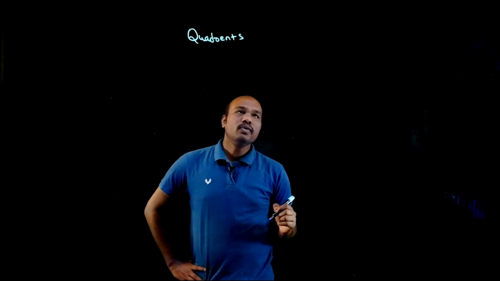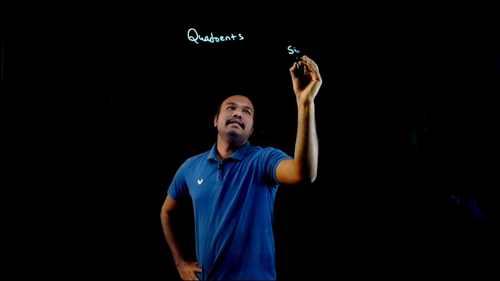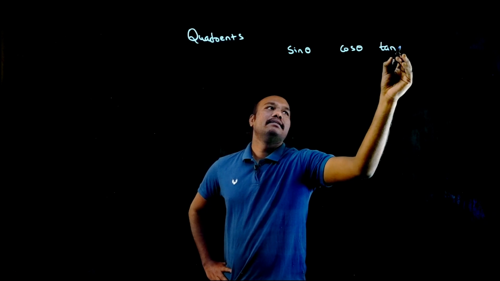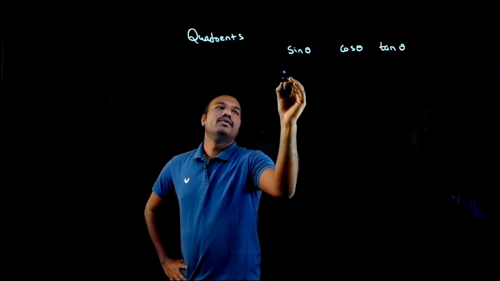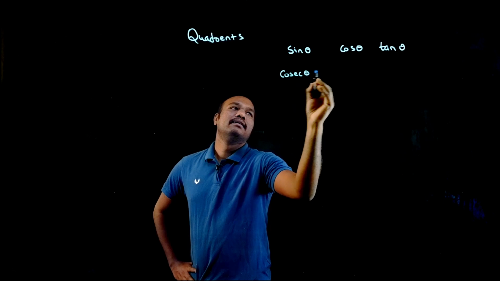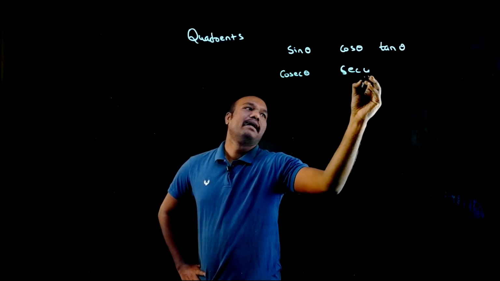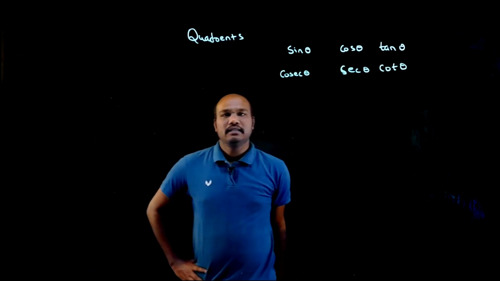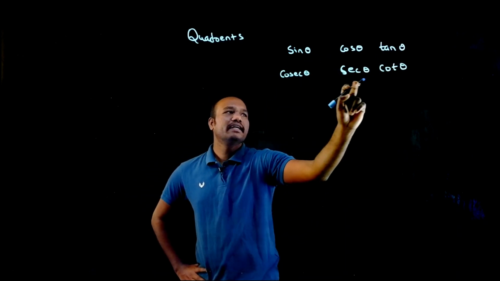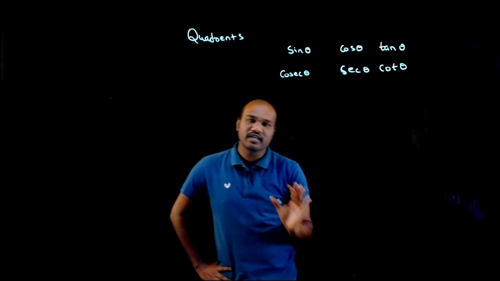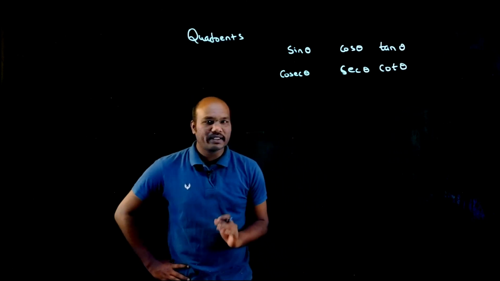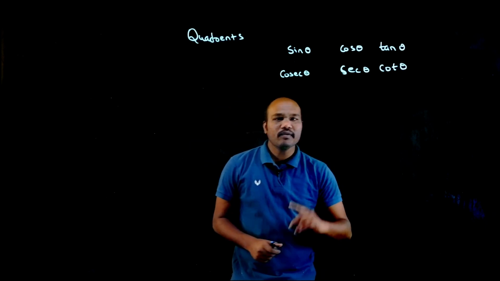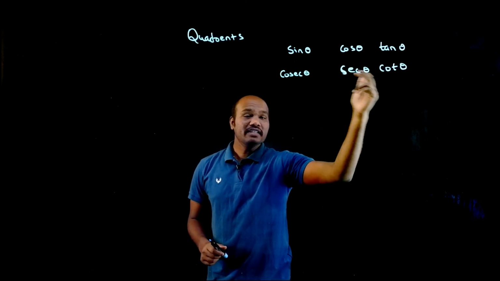See, what we know: sin theta, cos theta, tan theta, and what else we know? We know cosecant theta, secant theta, cot theta. These are the six trigonometric functions, right? So I'll ask you one question. Cosecant theta is reverse of what? Sin theta. Secant theta is reverse of what? Cos theta. Cot theta is reverse of what?